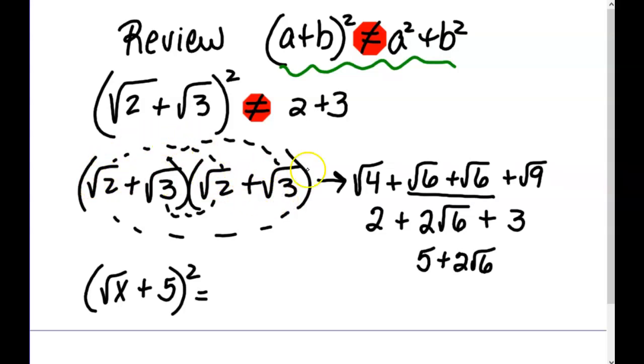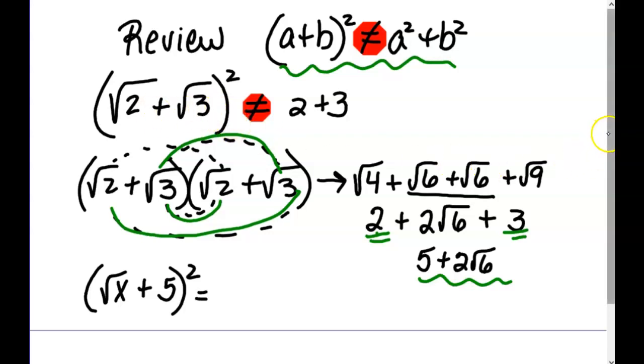Square root of 2 times square root of 2 would be the square root of 4, which could simplify to 2. When you did your outside and inside terms here, you'd get the square root of 6, because you could multiply those together, plus the square root of 6, which you could add to become 2 square roots of 6. How we doing? Those operations seem okay? And then the last would be square root of 3 times square root of 3, which would be square root of 9, which could become a 3. So then you could add these together, and you get this. So there is no shortcut, guys. That's what I'm trying to tell you here. There's no shortcut.